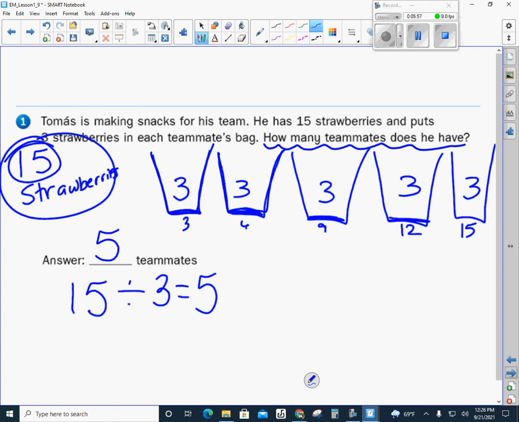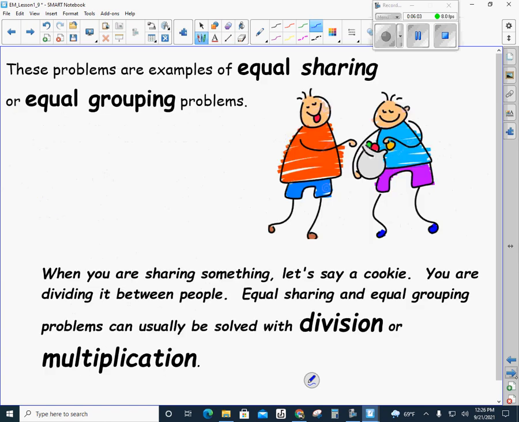Now your picture might look a little bit different, but hopefully you still got the answer of 5 teammates. All right. Now these problems are examples of equal sharing or equal grouping. We were taking some objects and we were sharing them. We were grouping them into equal groups.